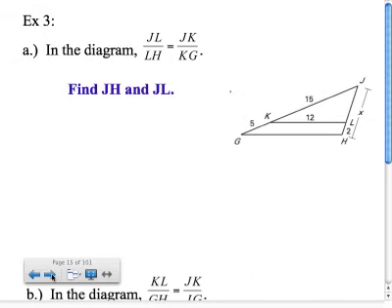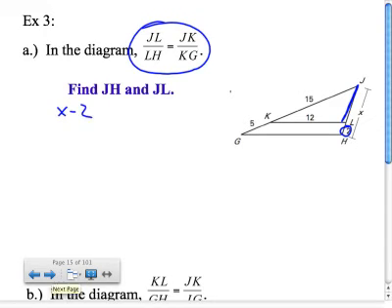Example 3, part A, in the diagram, JL over LH equals JK over KG. Find JH and JL. All right, if they give me this, I'm probably going to use it. So if I look at JL, here's the trick. JL is this blue segment right here. You have to do a little bit of thinking here because the whole length is x. If this much is 2, that makes JL x minus 2.